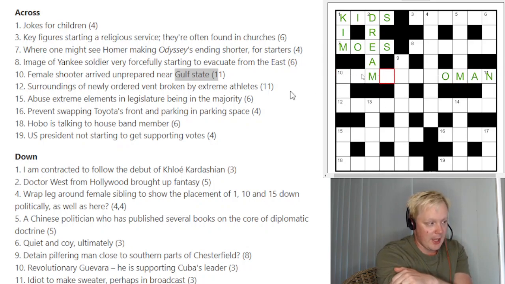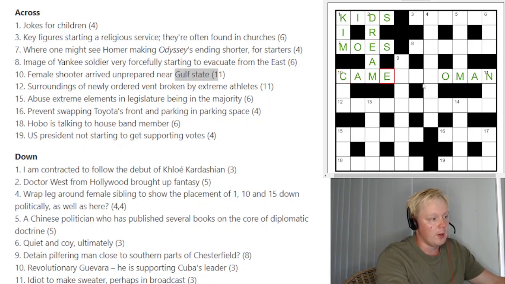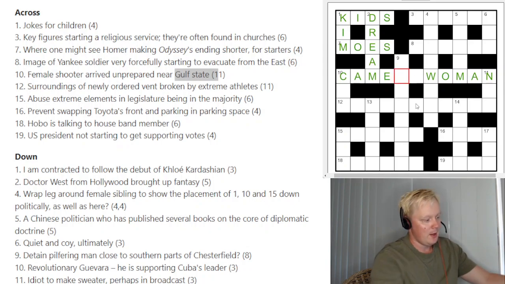Now, if you arrived, you came, and came fits here with the M. Once you figure out that, and you think, this is obviously going to be a W if this is Oman. So someone who shoots, who is female, well, that could be a camera woman, not as in shoots with a gun, but shoots photographs. And why is raw then unprepared? Well, if you have unprepared meat, for example, you have a raw meat. So that's came, arrived, unprepared, raw, Gulf State, Oman. And put those together, you get camera woman.